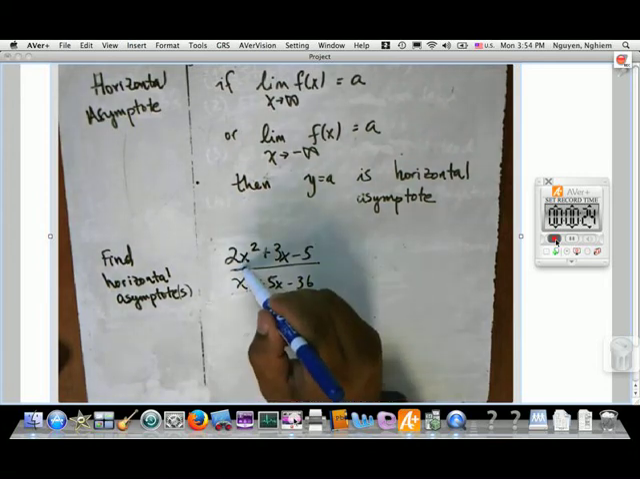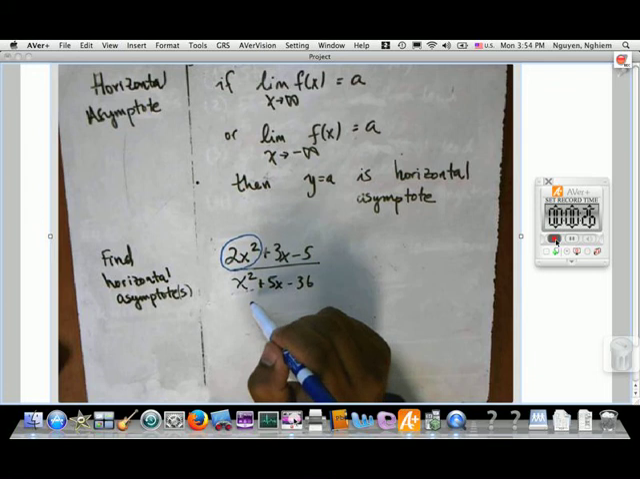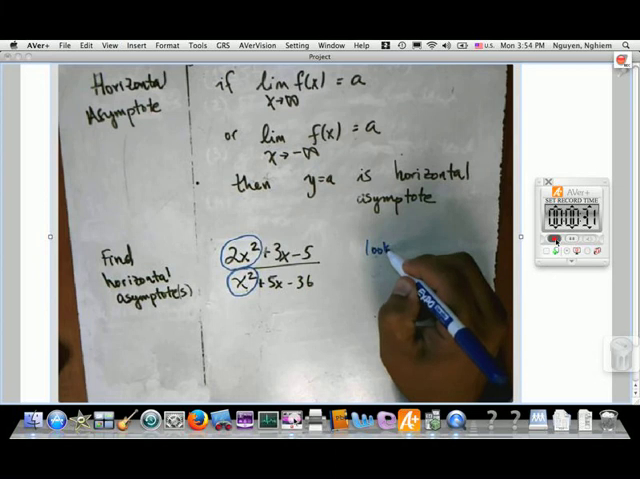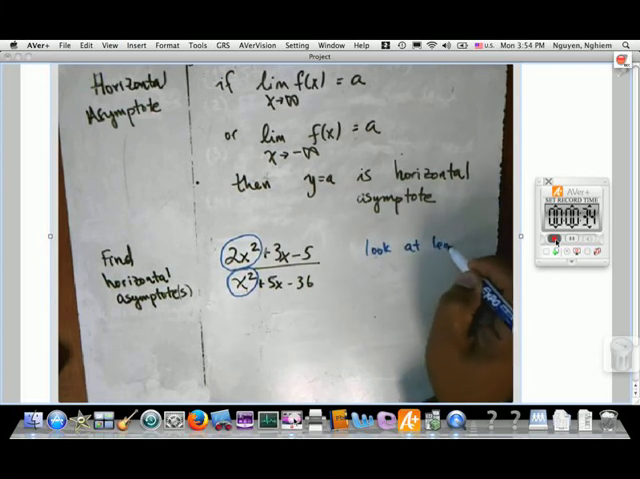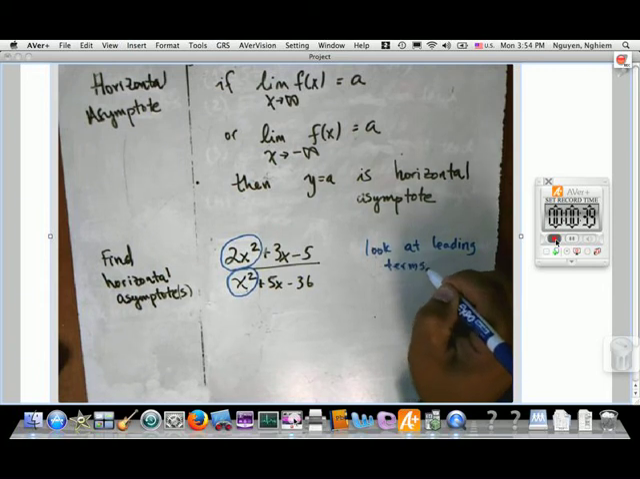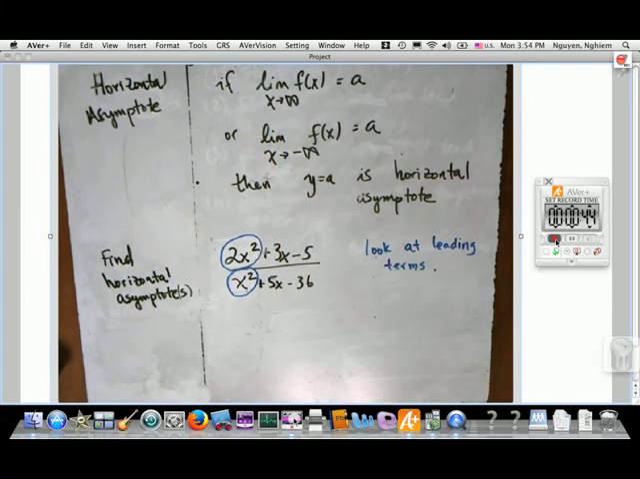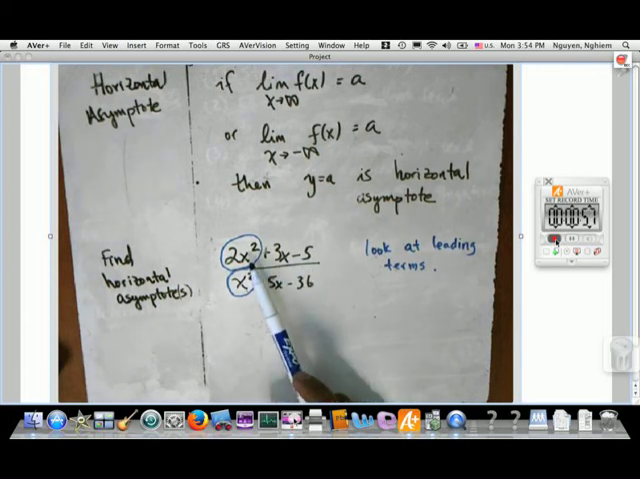So let's take a look at the leading terms. That's the terms with the highest power of x. The reason we do that is because we care about what happens as x approaches infinity. What's going to happen to this entire expression when x gets really, really huge? Well, these little guys here, 3x and minus 5, are insignificant compared to x squared. When you have a really big number squared, it dominates everything else.